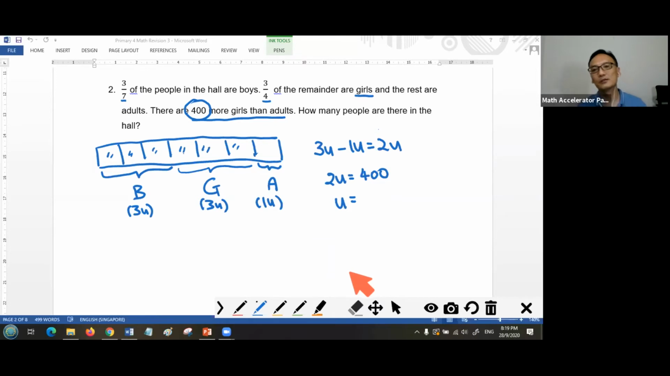Okay, I'll share the answers with you later. Let me work through the question first, all right? So 1 unit, you divide 400 by 2, and we will have 200.